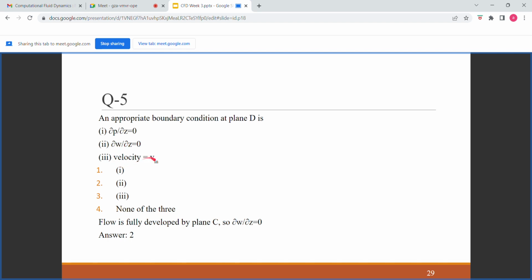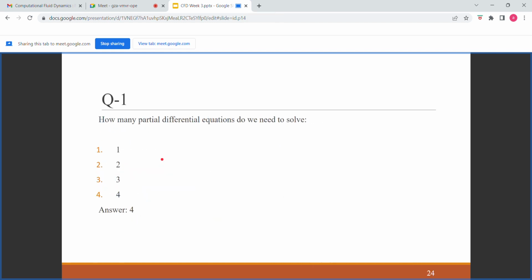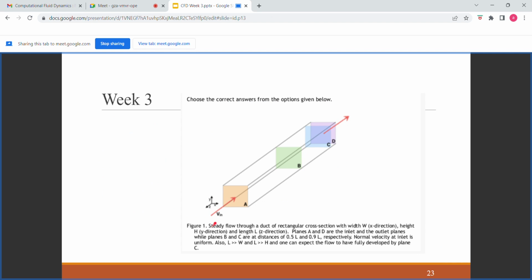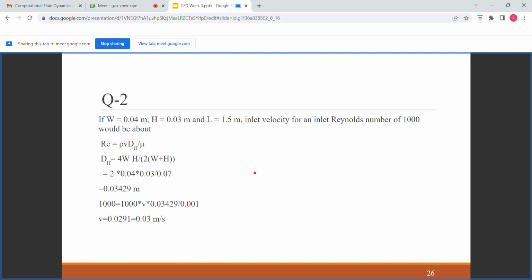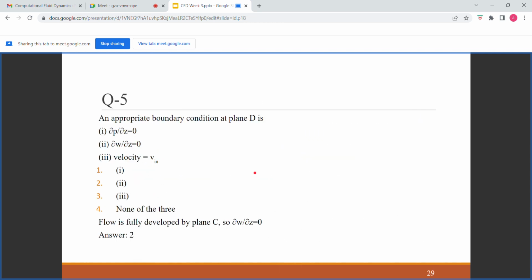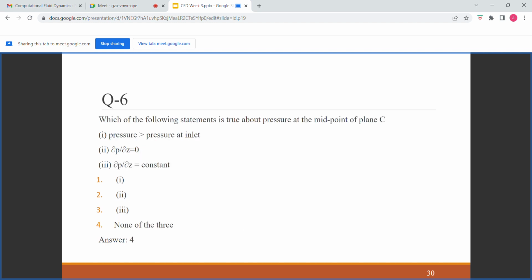And velocity is not equal to velocity inlet. V in is the velocity at the inlet plane, that is plane A, with which velocity it is entering into plane A. So the answer to this is ∂W/∂Z is equal to 0. We'll move on to question 6.